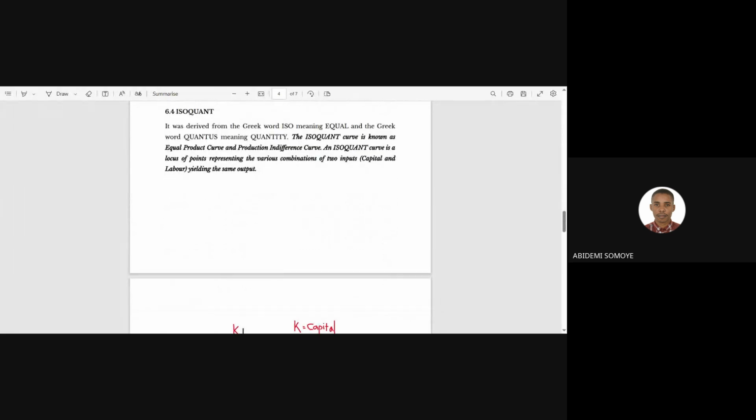So I move to a very important aspect. You remember that in the theory of consumer behavior, we did things like indifference curve and budget line. We also have the same under the theory of production, but this time around, the indifference curve for the theory of production is called isoquant, while the budget line is known as isocost. It's just the same concept we have done in the theory of consumer behavior, but this time around, it relates to the theory of production.